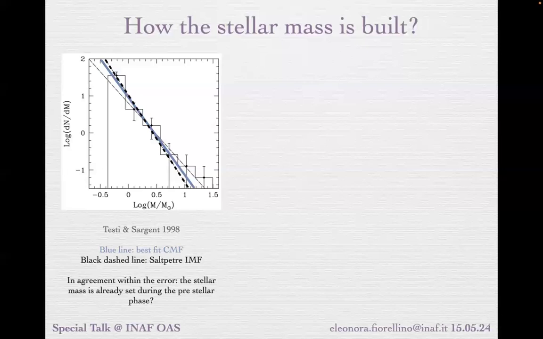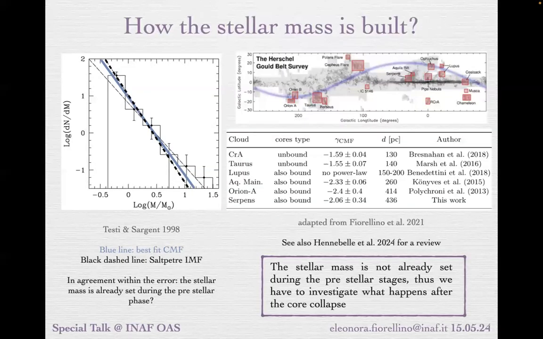There was a lot of discussion, and as time passed, the Herschel Gould Belt survey project was ongoing, and it observed all the star-forming regions within 500 parsec in the Gould Belt. As you can see here, this table summarizes the fact that the slopes of different regions can be very different from each other, not being in agreement with the initial mass function. Sometimes there is not even a power law. So in a sense, we can say that the main sequence star masses are not already set during the prestellar phase.